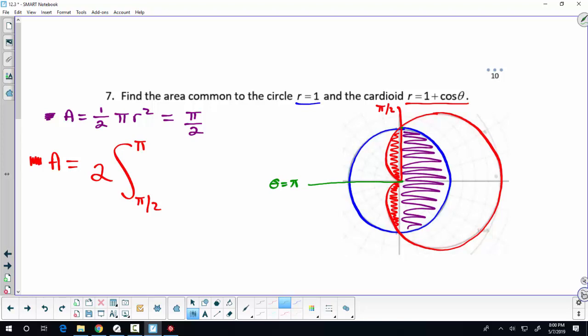If you're unsure about that, you can ask, where does my cardioid 1 plus cosine theta meet the pole? So where does my cardioid go back and intersect the pole again? And then that can give us that theta value.